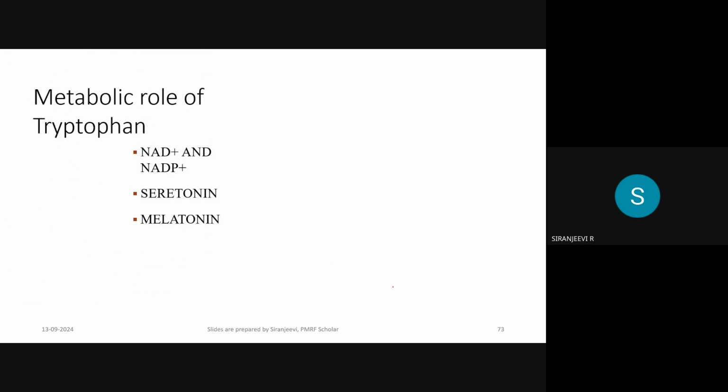So usually, in the metabolic role of tryptophan, it is really involved in the production of NAD plus as well as NADP plus compounds, and it is also involved in serotonin synthesis, which is a neurotransmitter, and finally, it is also involved in melatonin, which is a hormone.